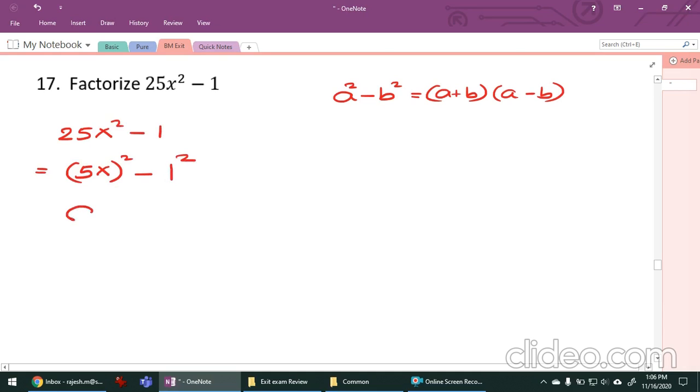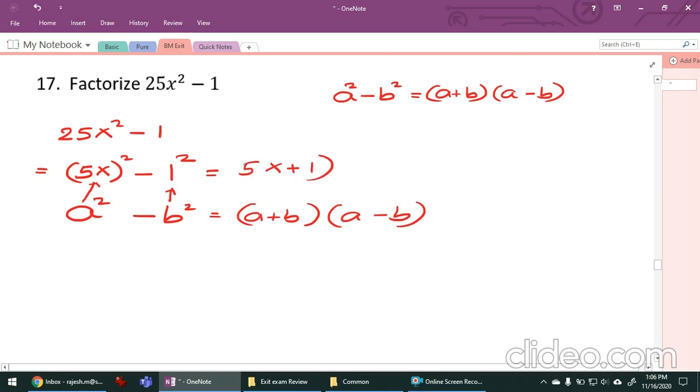So now if you see a square minus b square, what is a? A means 5x. What is b? B means 1. So how can you write this? A plus b into a minus b. What is the rule? A plus b into a minus b. So you should write 5x plus 1 into 5x minus 1. So these are the factors.